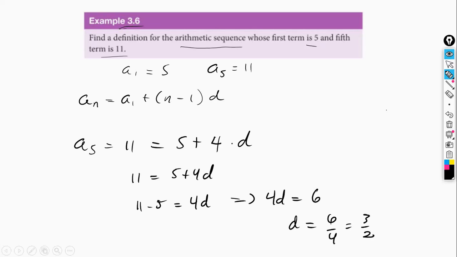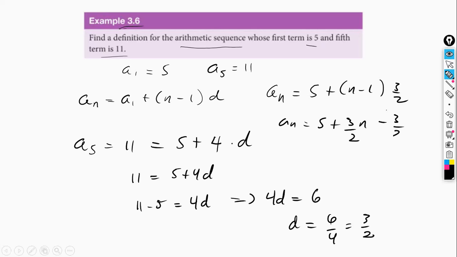So that means that we can generalize, saying that the definition for the arithmetic sequence would be 5 plus n minus 1 times 3/2, and then from here we get 5 plus 3/2 n minus 3/2, and then in general the nth term would be 3/2 n plus 7/2. So that's one way of doing it.